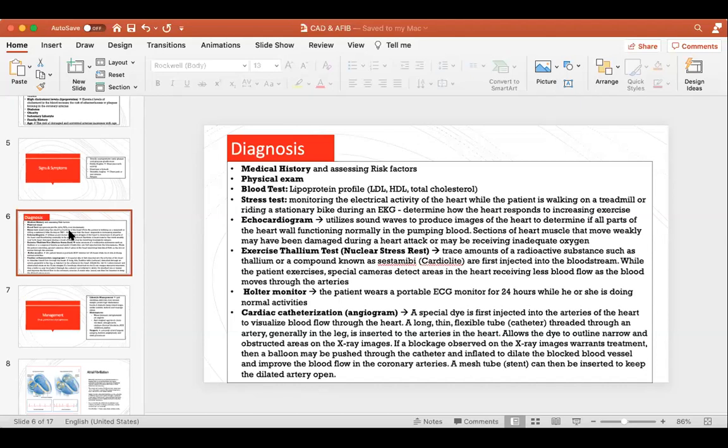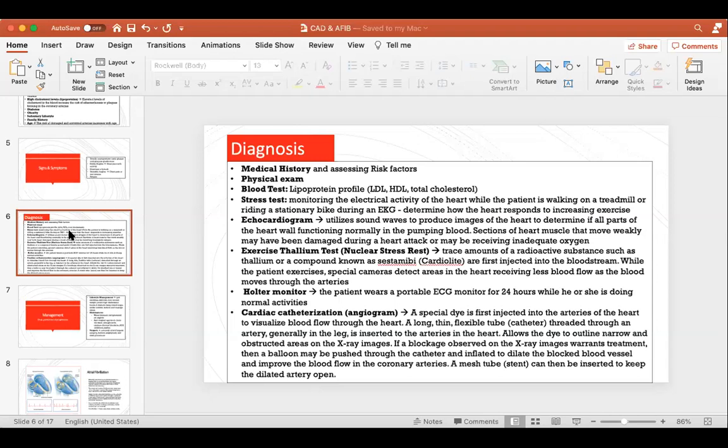There's also a stress test that you can do. It monitors the electrical activity of the heart while the patient is walking on a treadmill or a stationary bike, and it can see how the heart responds to increasing exercise. There's also an electrocardiogram and an exercise thallium test. It's a similar kind of concept where a radioactive substance is injected into the bloodstream. When the patient exercises, you can detect where the blood flow is moving around in the arteries and where it's restricted.